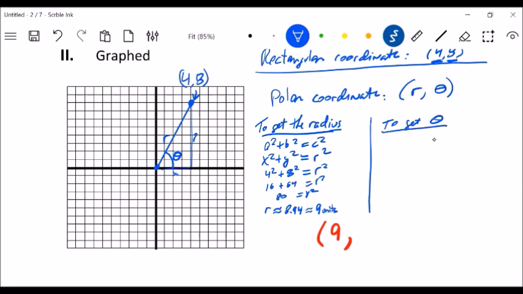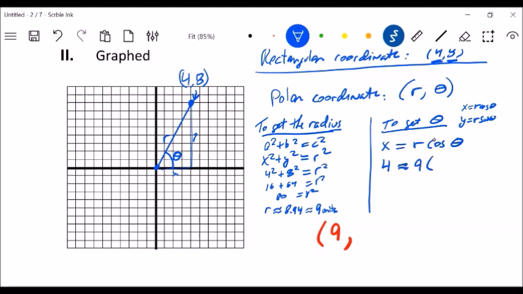Okay, well, we can use x or y because now we happen to know two things. We can either say x equals r cosine theta, or we can say y equals r sine theta. I'm going to go with the x. x equals r cosine theta. I know that the x is 4. I know that the radius is 9.